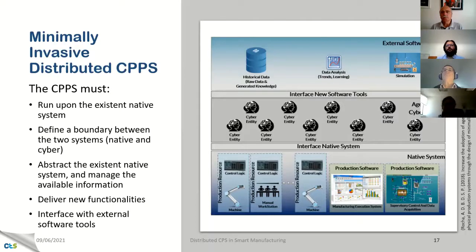For that, we define what is a native system. A native system is basically what we already have in the factory. It can be software or it can be machinery, and we will have the new cyber system. And the cyber system should run upon the native system without requiring big changes in this native system.